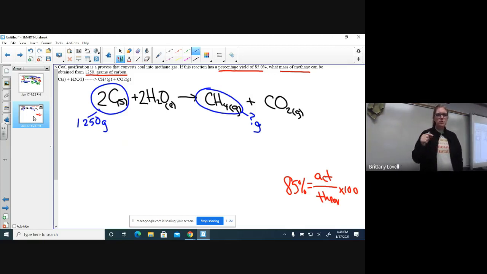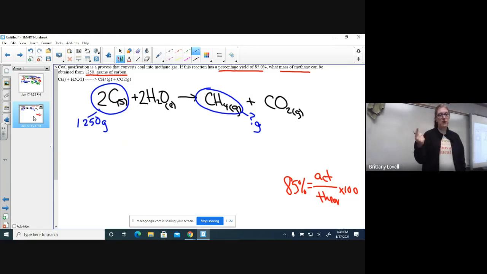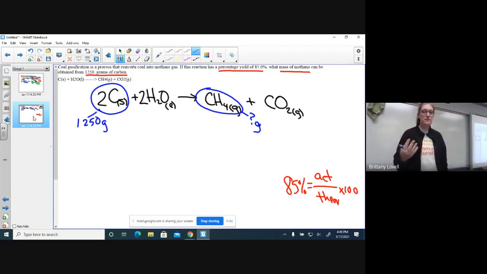So the thing is, we don't actually know the theoretical yield or the actual yield, but can we figure one of those out? And the answer is yes, we can. We can actually figure out both, but we're going to have to do the theoretical before we can figure out the actual, okay? So remember, the theoretical is based on math, and it's based on stoichiometry. So let's do some stoichiometry and figure out how much methane we would predict in a reaction like this, okay?